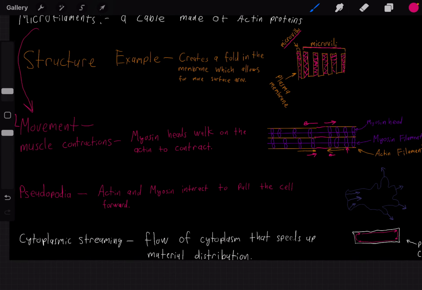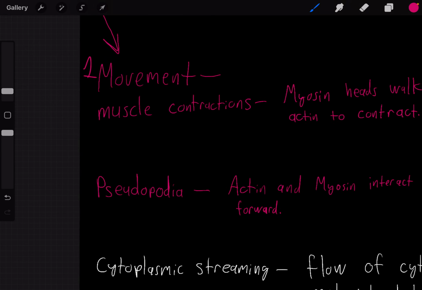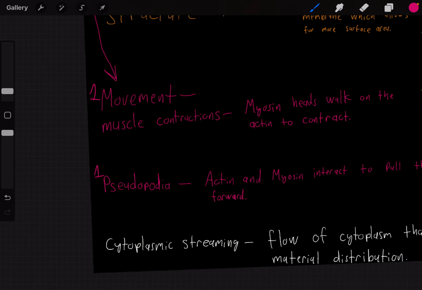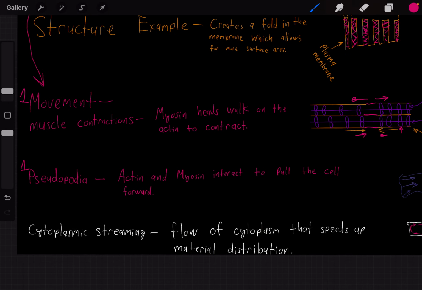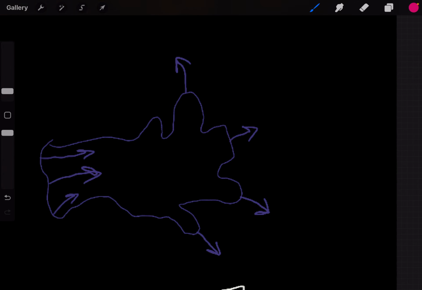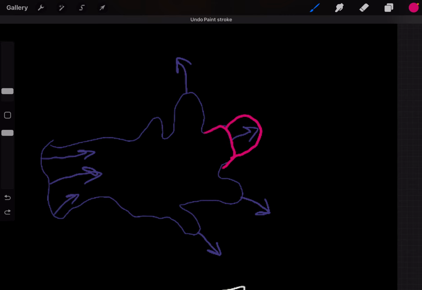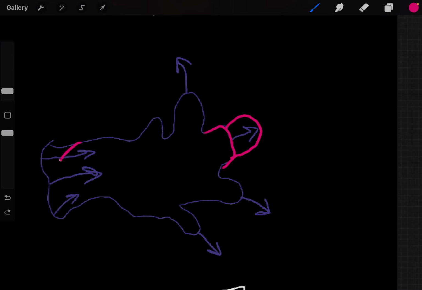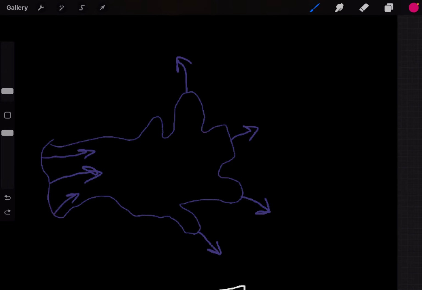Another movement is pseudopodia, in amoeba cells. The actin and myosin interact to pull itself forward. While these actin and myosin filaments are doing their job to extend, it's also taking the back of the cell and making it smaller, bringing it forward. These arrows are showing the direction of where the cell is going.